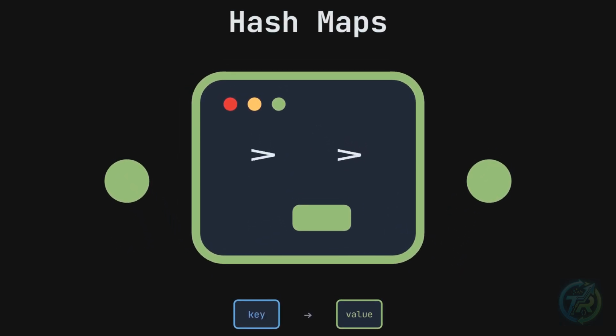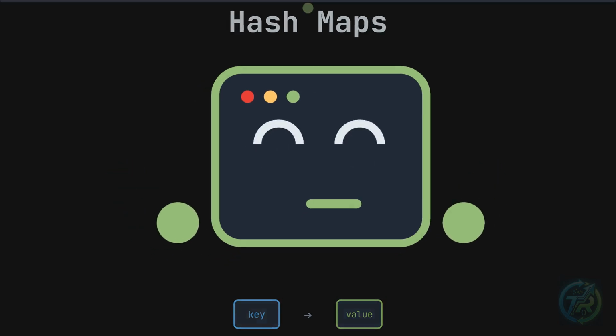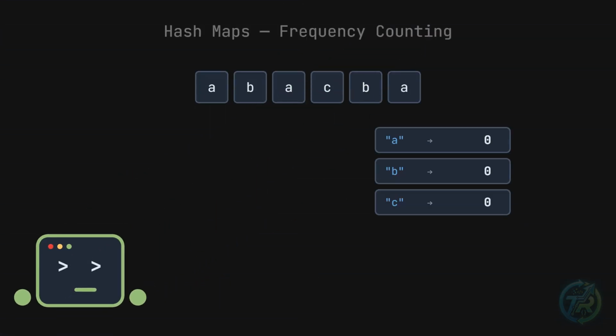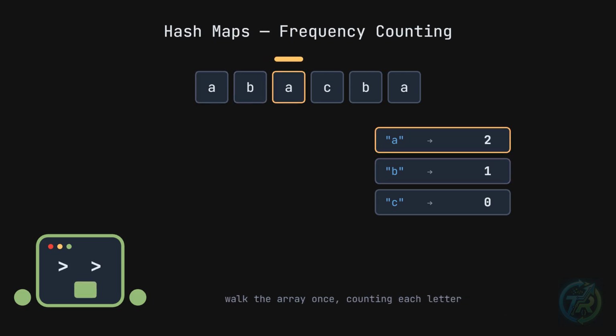How do you check if you've seen something before? Instantly. A hash map stores key-value pairs so you can look anything up in constant time. No searching required. For frequency counting, walk the input once and increment each item's count in the map as you go. Need to know if something's already appeared? Check the map. One lookup, not a second loop. This turns an O of n squared brute force scan into O of n. The map remembers so you don't have to search again.